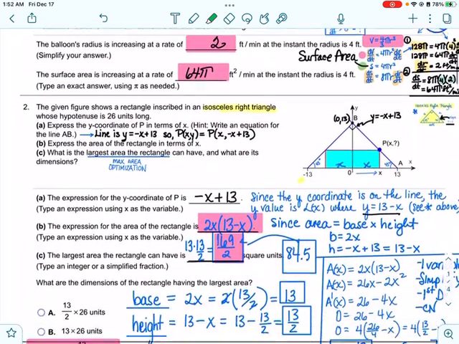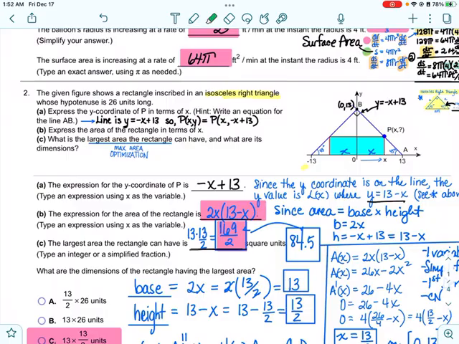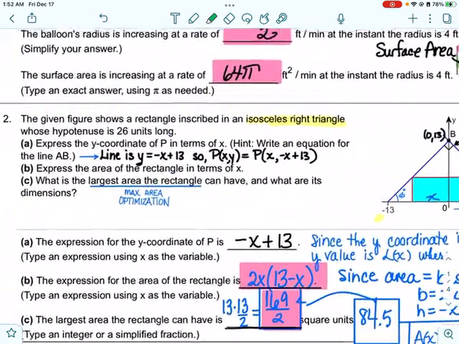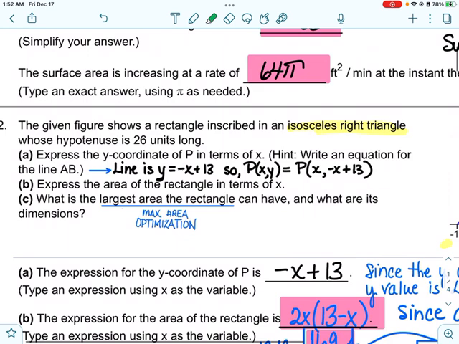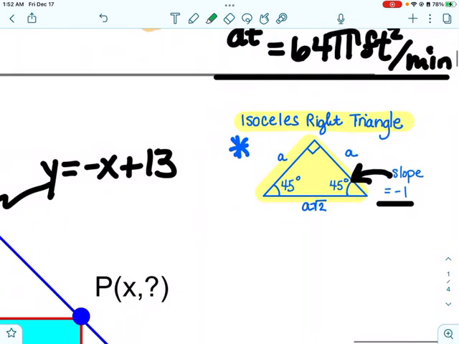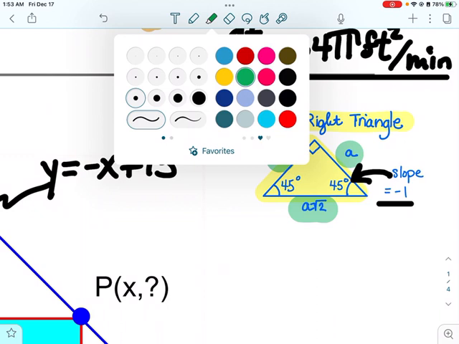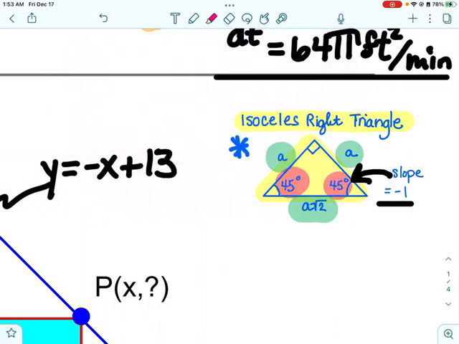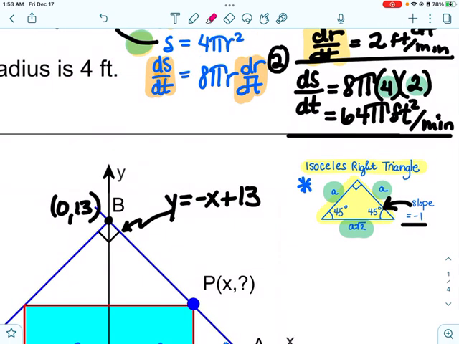Second one is an optimization problem. And for this one, the figure shows a rectangle inscribed in an isosceles right triangle whose hypotenuse is 26 inches long. So let me go over here first. The isosceles right triangle looks like this, where you have 2 sides that are the same, and then this is your hypotenuse, right? So we know when we have an isosceles right triangle that the base angles are going to be congruent, and they're both 45 degrees. When you have that kind of situation, the slope of one of those sides is going to be -1.